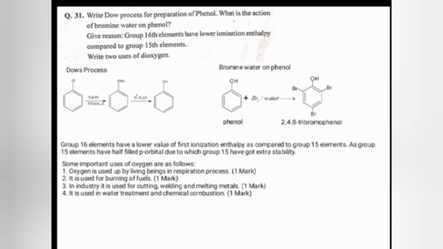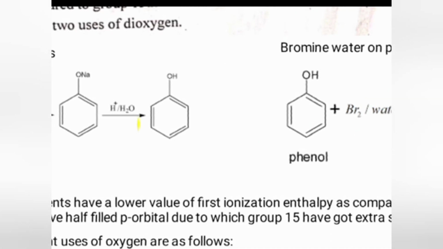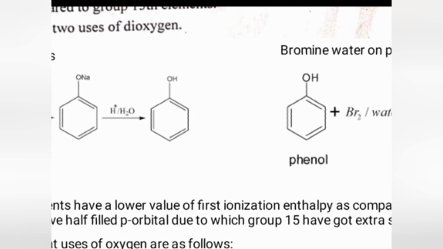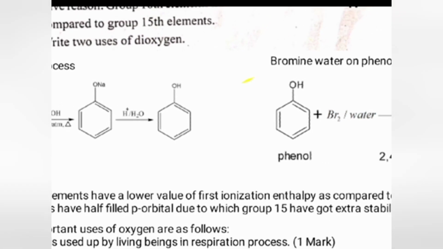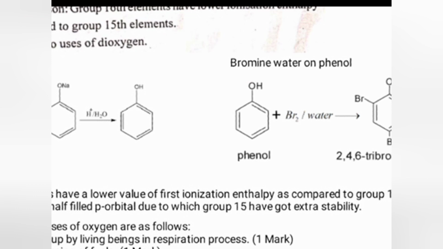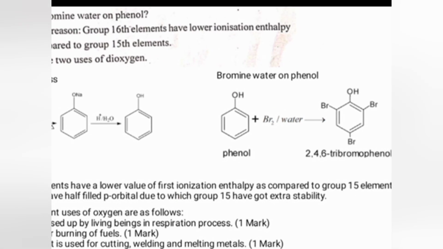What is the Dow process? When chlorobenzene is reacted with sodium hydroxide at 300 atmospheres, it forms sodium phenoxide, which on hydrolysis forms phenol. Second, bromine water on phenol. When bromine water is reacted with phenol, it gives the ortho-para product, tribromophenol, that is 2,4,6-tribromophenol, because the phenol group is ortho-para directing.